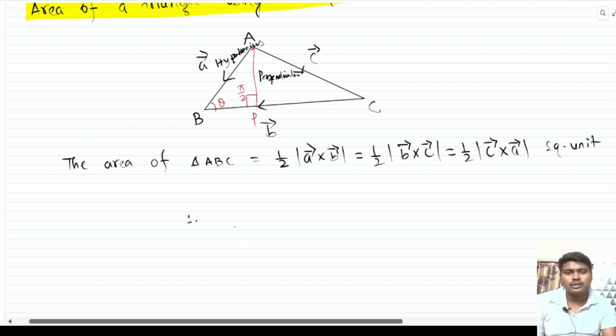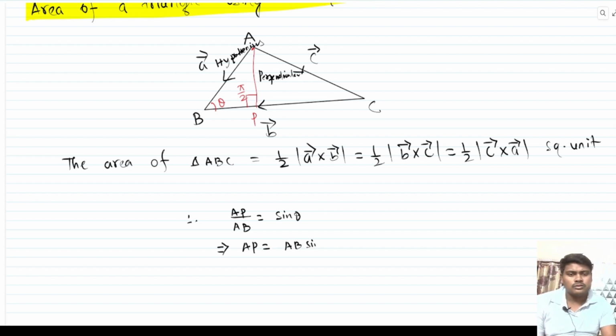Therefore, AP by AB is equal to sin theta. This implies that AP equals AB sin theta, and we know that AB means mod of vector A, so AP equals mod A into sin theta.